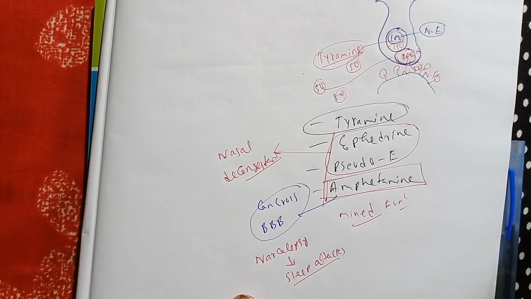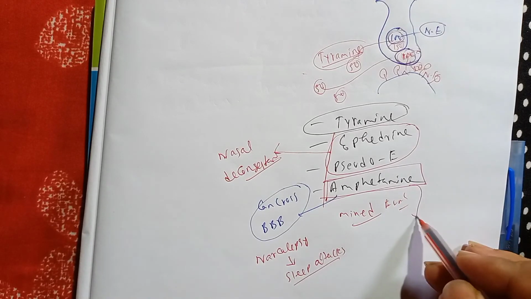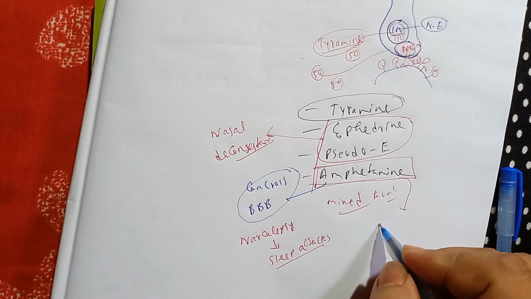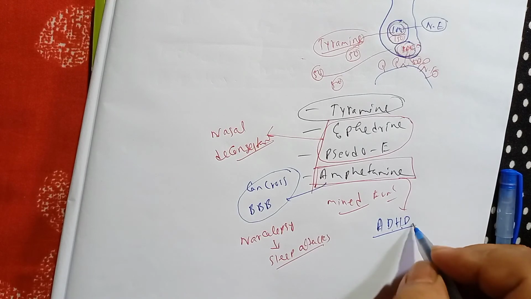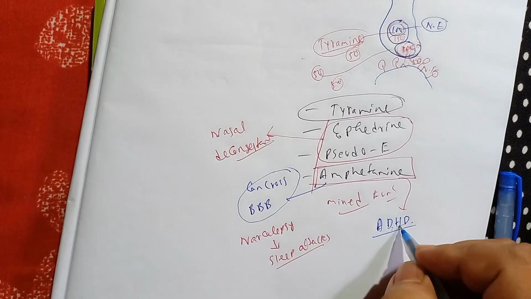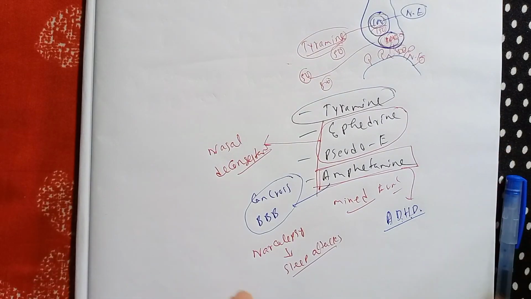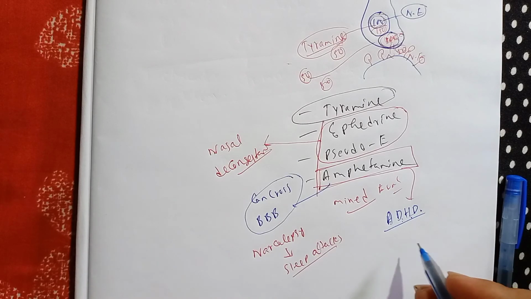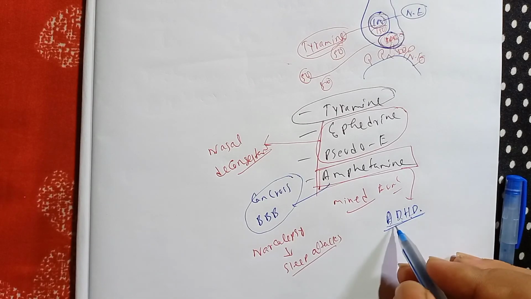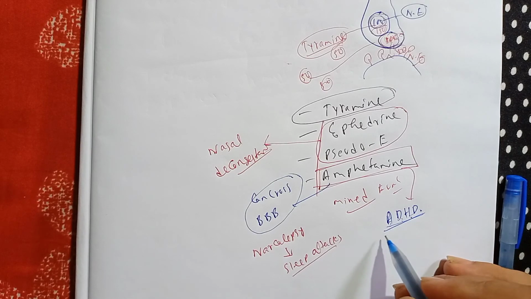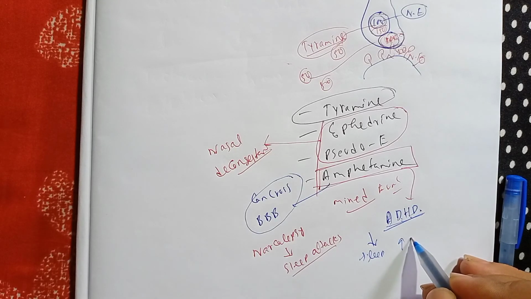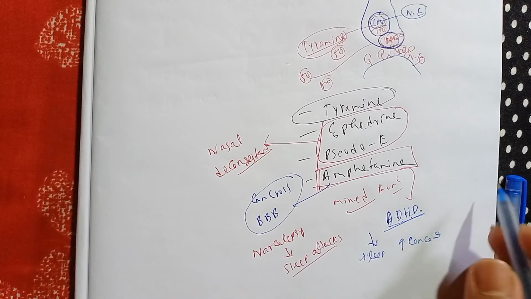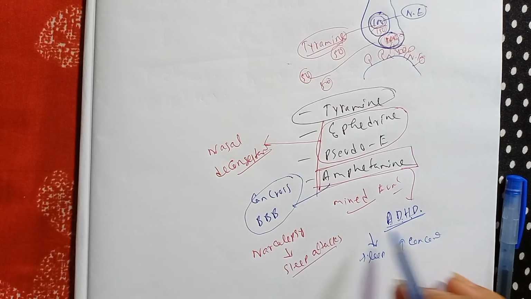Okay, similarly we can use amphetamine in a condition called ADHD, especially in children. ADHD is attention deficit hyperactive disorder. I am repeating again, attention deficit hyperactive disorder. In this condition, we see very, very little concentration or attention. To increase the attention, we need to decrease the sleep here, and increase the concentration and attention. So amphetamine is used in case of ADHD and also narcolepsy.